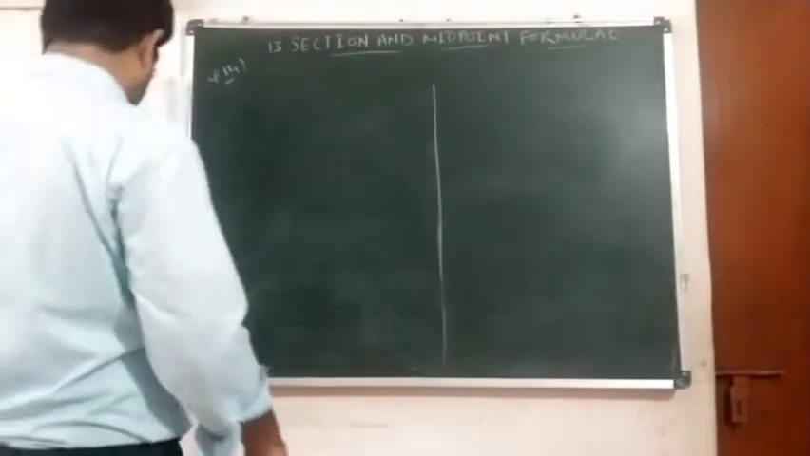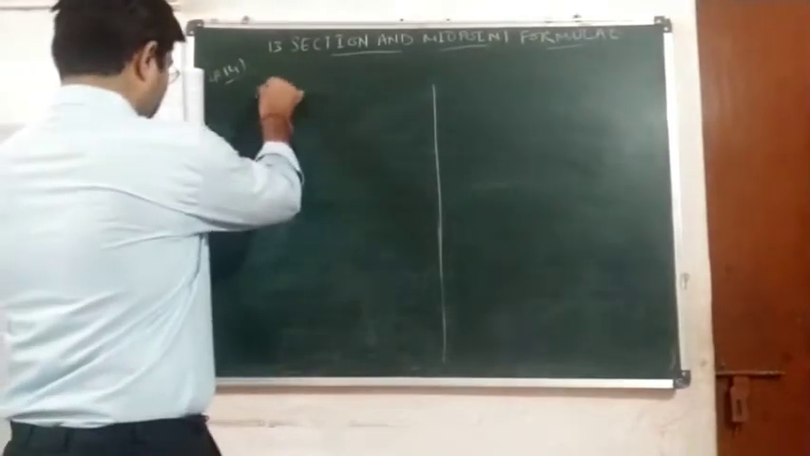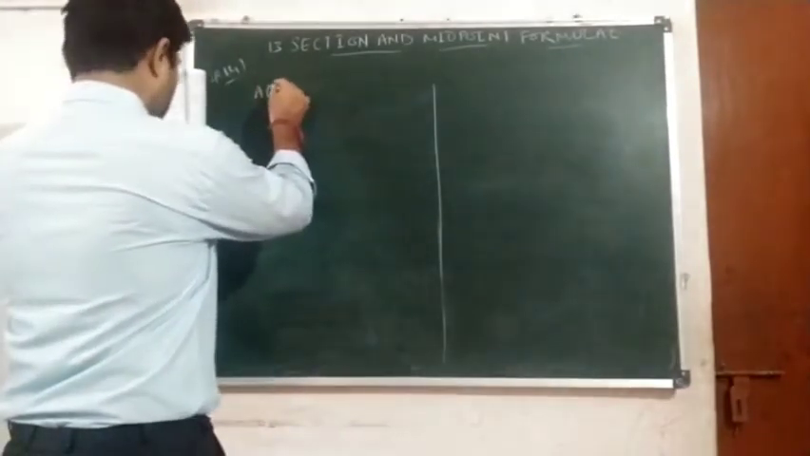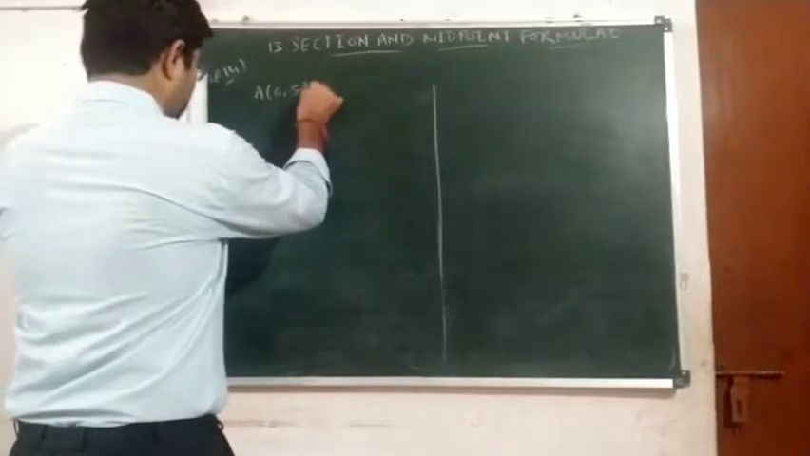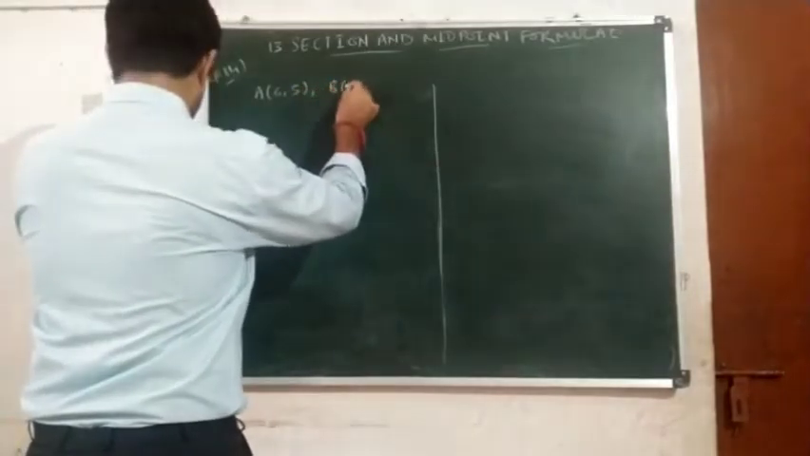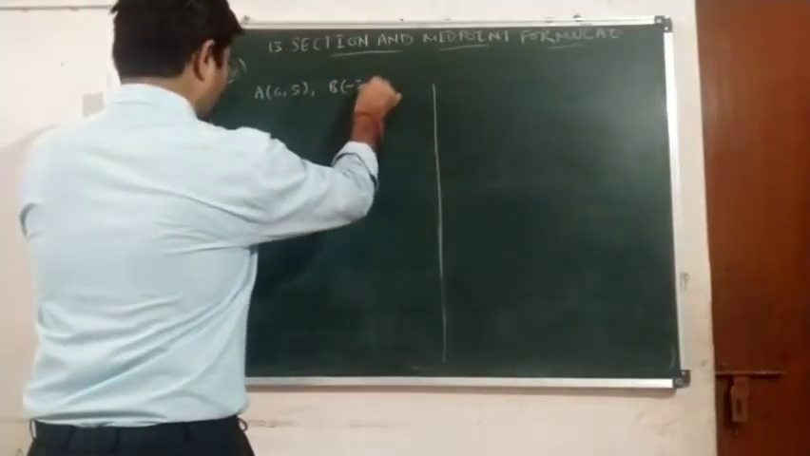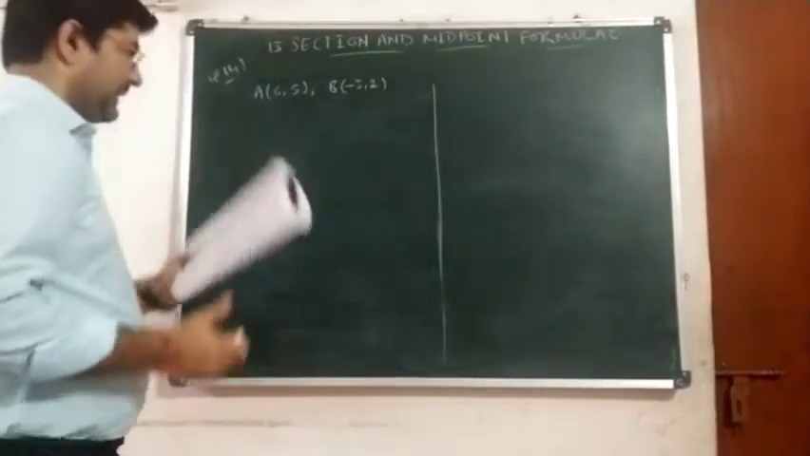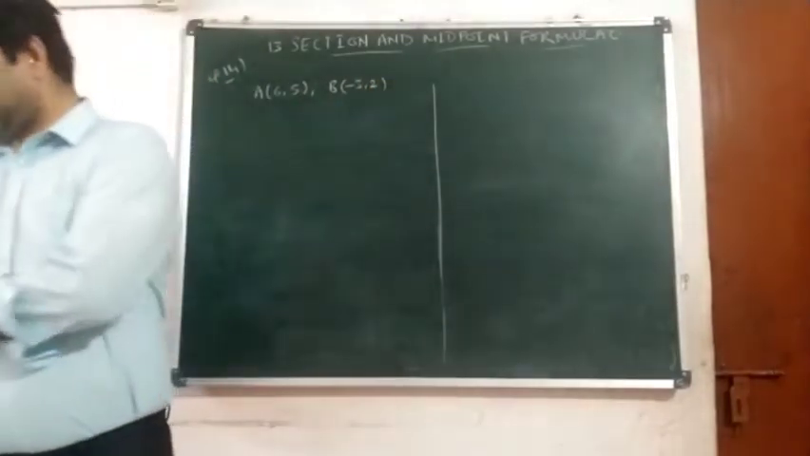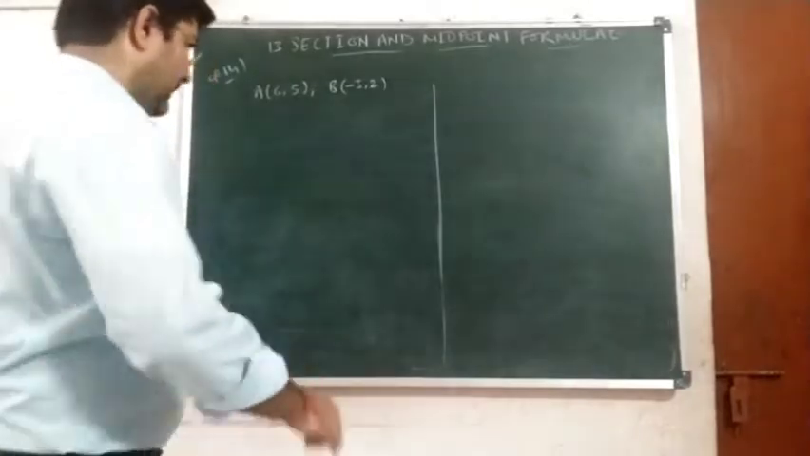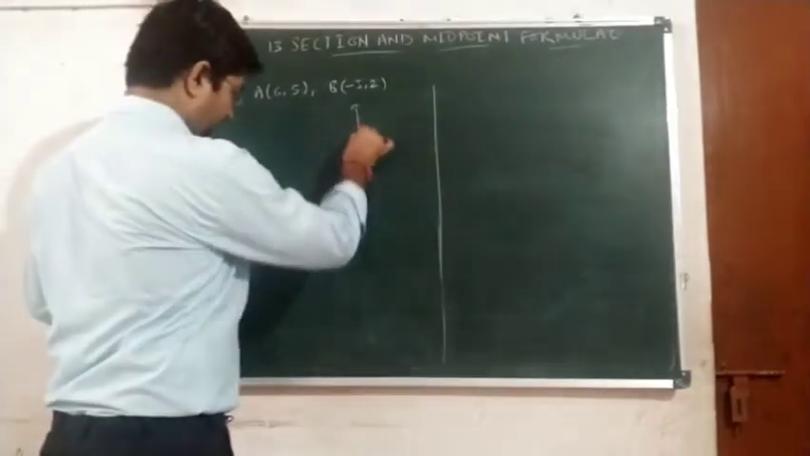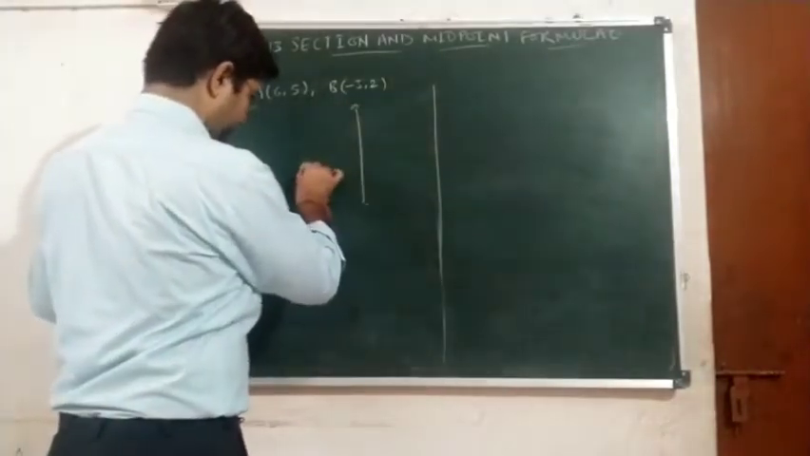Okay, in question number 14, line segment AB is given. You are given the coordinates of point A (6, 5) and point B (-3, 2). This line segment is divided by the y-axis in some point. Let us draw a graph and try to understand this.